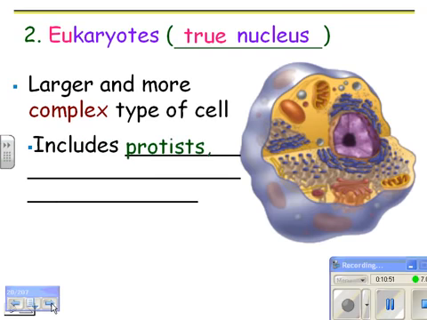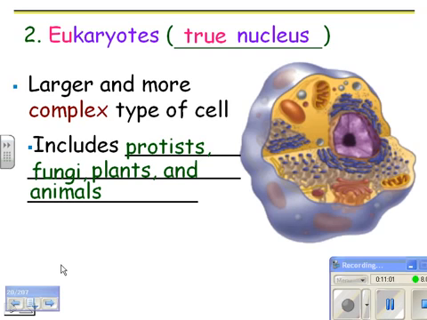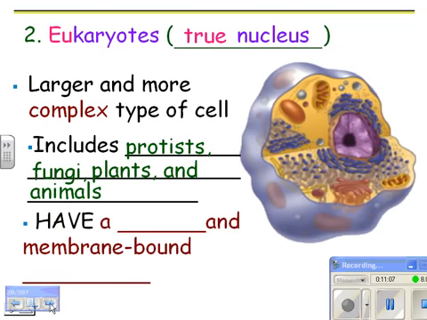They include protists. Those are single-celled and eukaryotic, so that's a little bit confusing. They include fungi, they include plants, and animals. So everything that's not a bacterium is eukaryotic. They have a nucleus, and they have membrane-bound organelles, and they have organelles that don't have membranes in them.